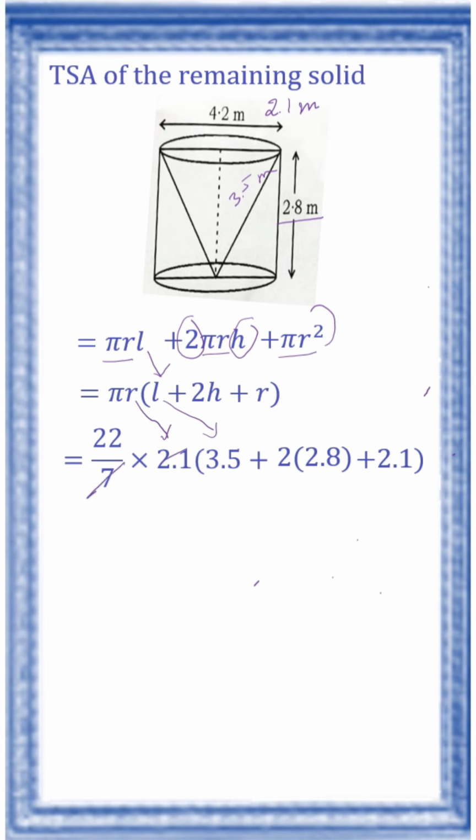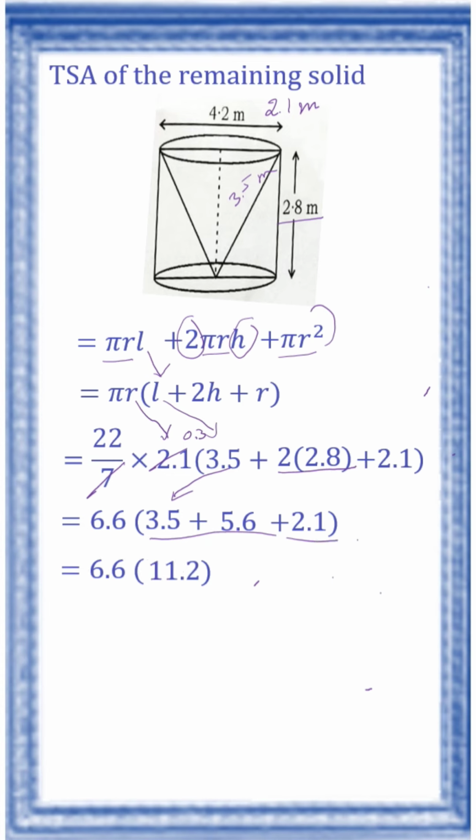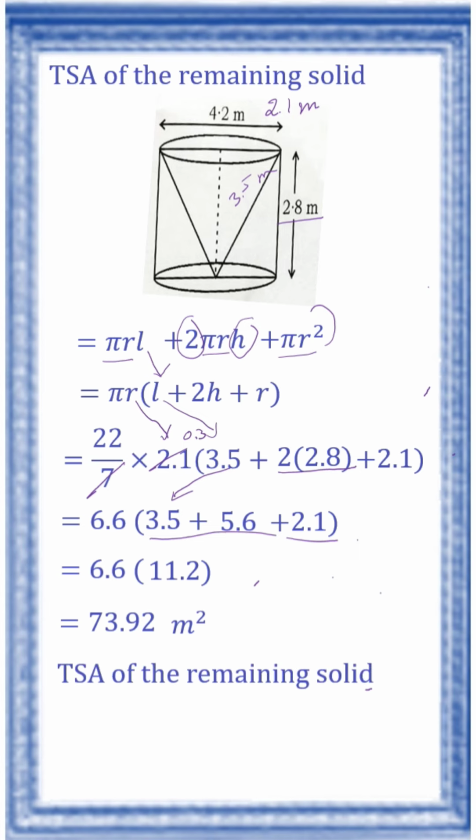Here 7 ones are 7, 0.3 into 22 is 6.6. 3.5 plus 2 into 2.8 is 5.6 plus 2.1. Now you can add all these things. You'll get what? 11.2. 6.6 into 11.2 is 73.92. So TSA of the remaining solid is equal to 73.92 meters square.